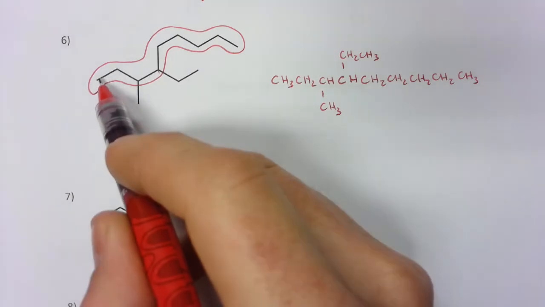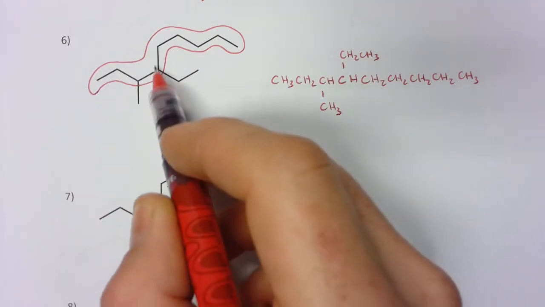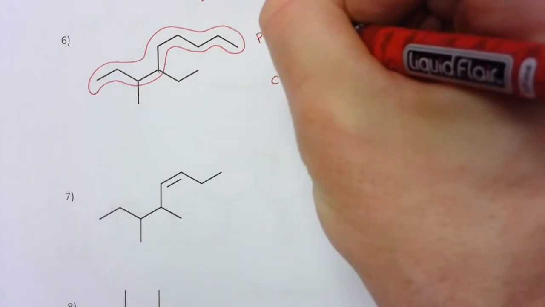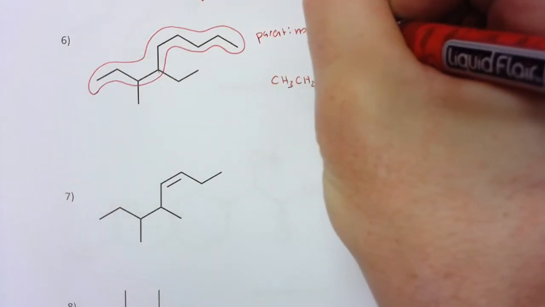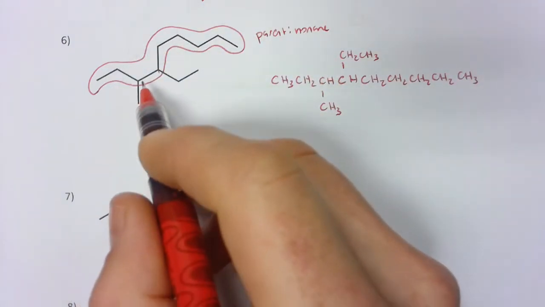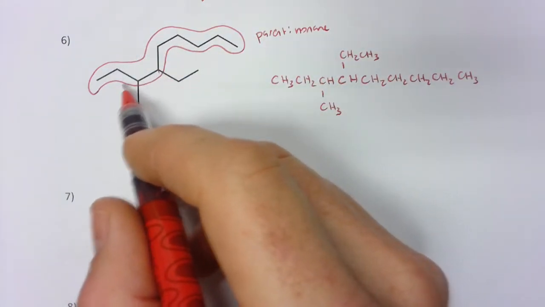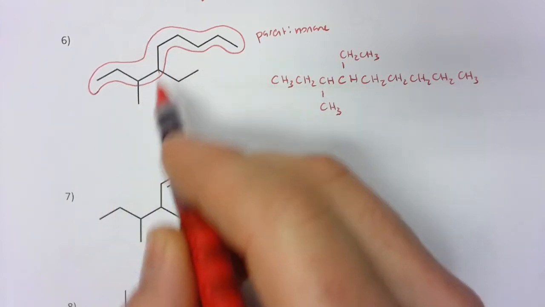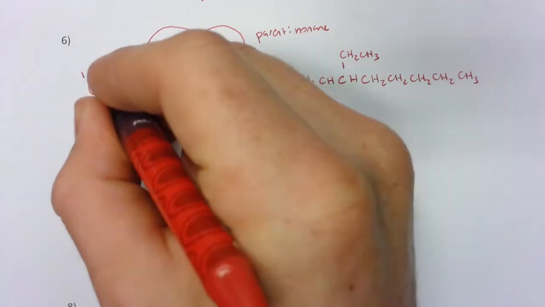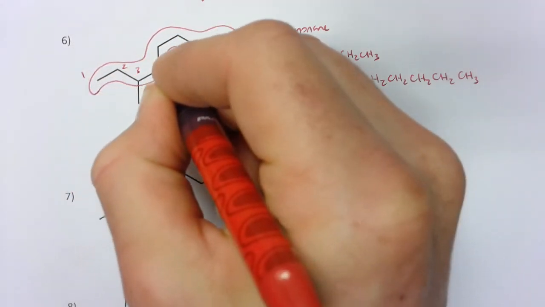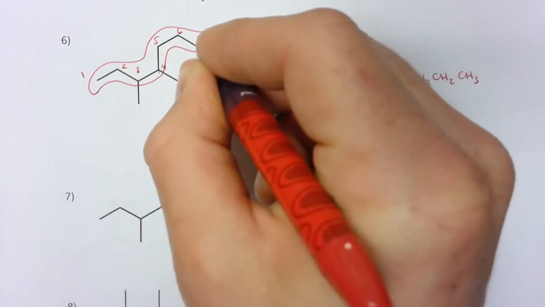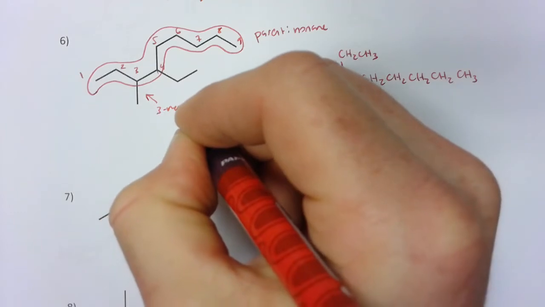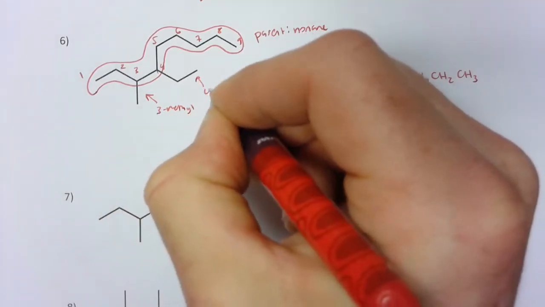And then we need to count the carbons for the parent. 1, 2, 3, 4, 5, 6, 7, 8, 9. Nonane. And then again, this one's a little bit more obvious. We're going to start counting from the left because you can see there's more substituents on the left side. The middle of the molecule is about right here. So we're going to count from the left. 1, 2, 3, 4, 5, 6, 7, 8, and 9. So this is a 3-methyl, and this is a 4-ethyl.